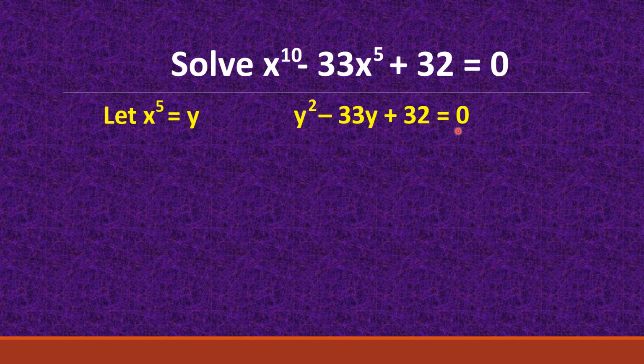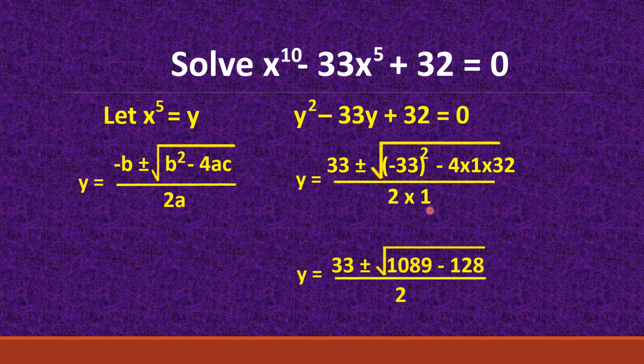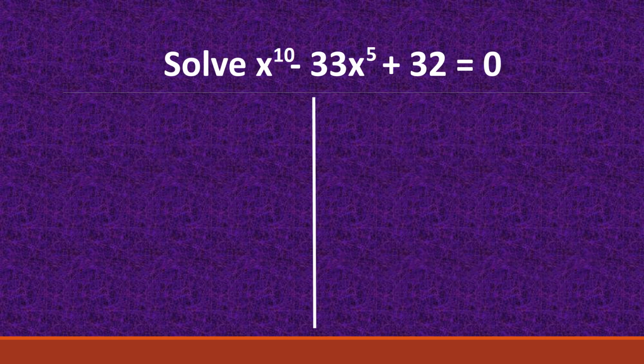Now this is in quadratic equation form. Then we can apply the quadratic formula and we can put these values into the formula. It will be 33 plus or minus square root of minus 33 square minus 4 into 1 into 32 divided by 2 into 1. Then we will get y is equal to 33 plus or minus square root of 1089 minus 128 divided by 2, that is equal to 33 plus or minus square root of 961 divided by 2. On solving it, we get y is equal to 33 plus or minus 31 divided by 2.